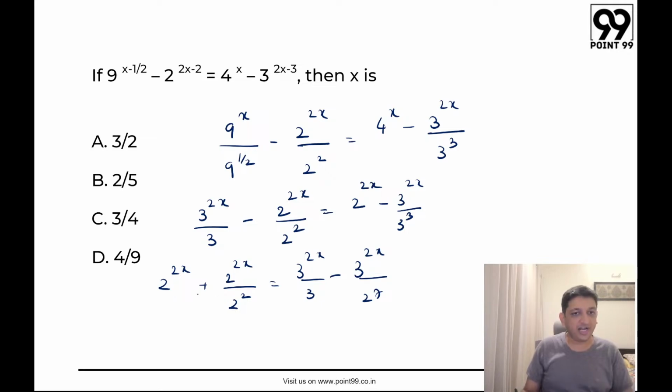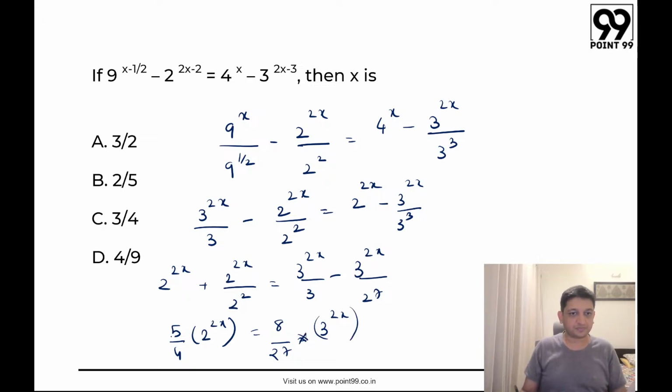What will be the value of this side? 2 square will go to the top. You will get 5 by 4 into 2 raised to 2x, since 1 plus 1/4 is 5 by 4. And on the other side we have 3 and 27. So my numerator here will become 9 by 27 minus 1 by 27, that is 8 by 27. So 8 by 27 will be equal to 3 raised to 2x. Fine. So this is what we are going to get in this context.